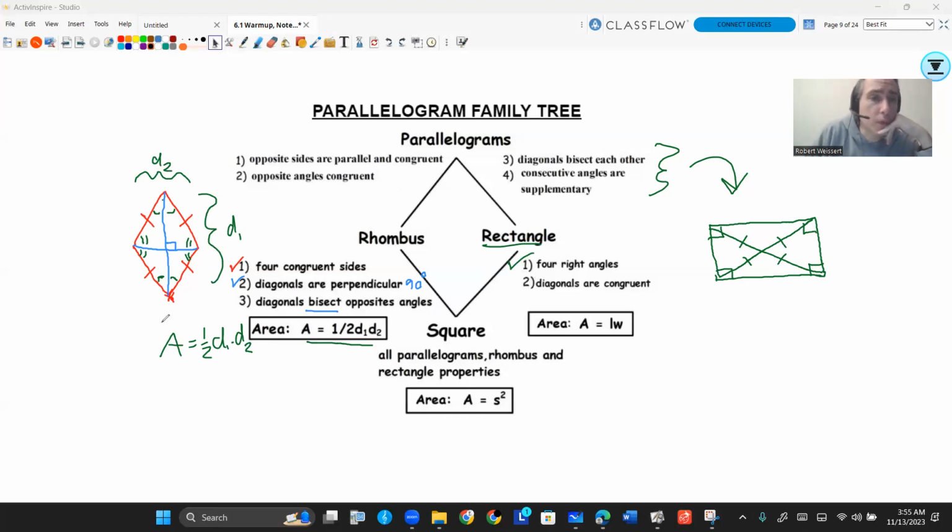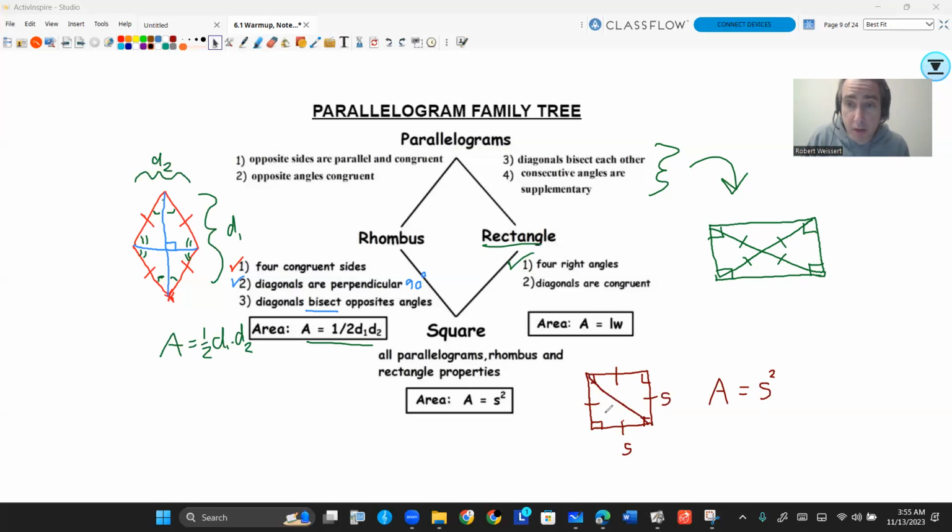Finally, a square. Well, y'all know what a square is. It's the most basic of all shapes. Four right angles, four equal sides. It is a regular quadrilateral. And the only thing that I can add to that is this has all the properties that everything above it has. The area of a square is going to be length times width, but since the length and the width are both the same, we call that side. We'll just say side times side, which is side squared. It's got all the properties of a rectangle, a rhombus, and a parallelogram.